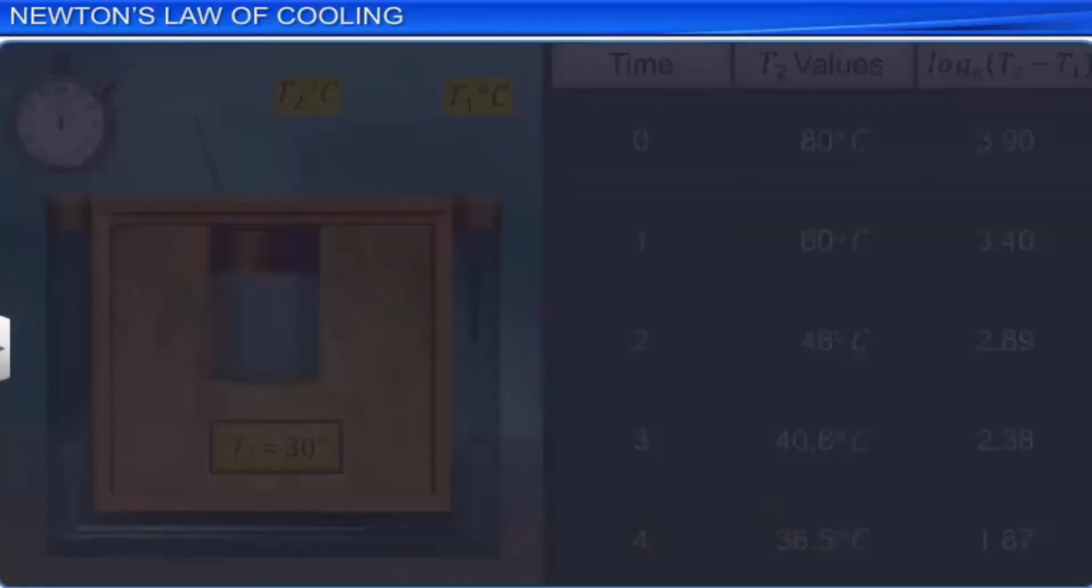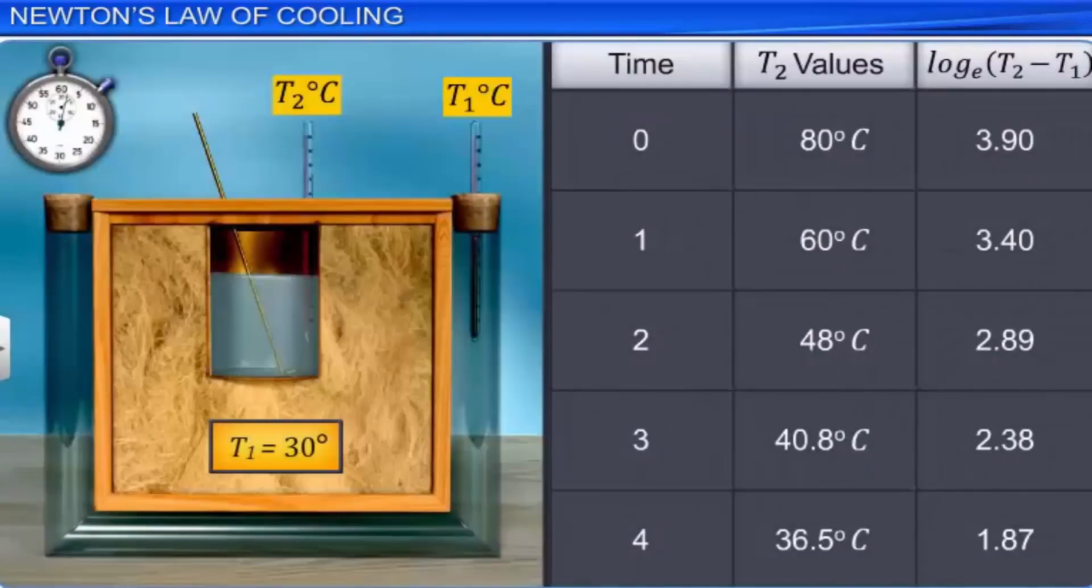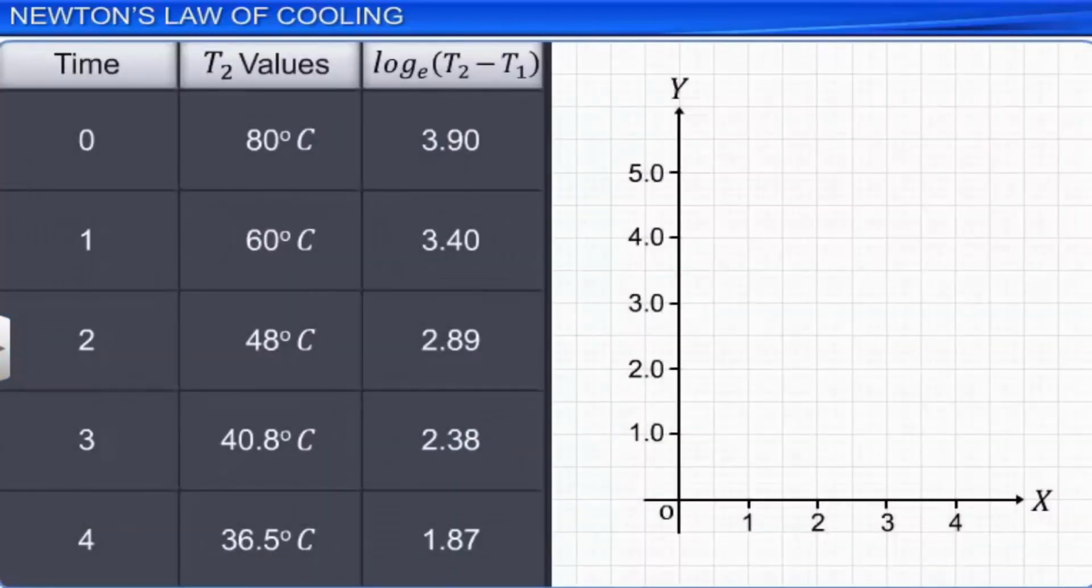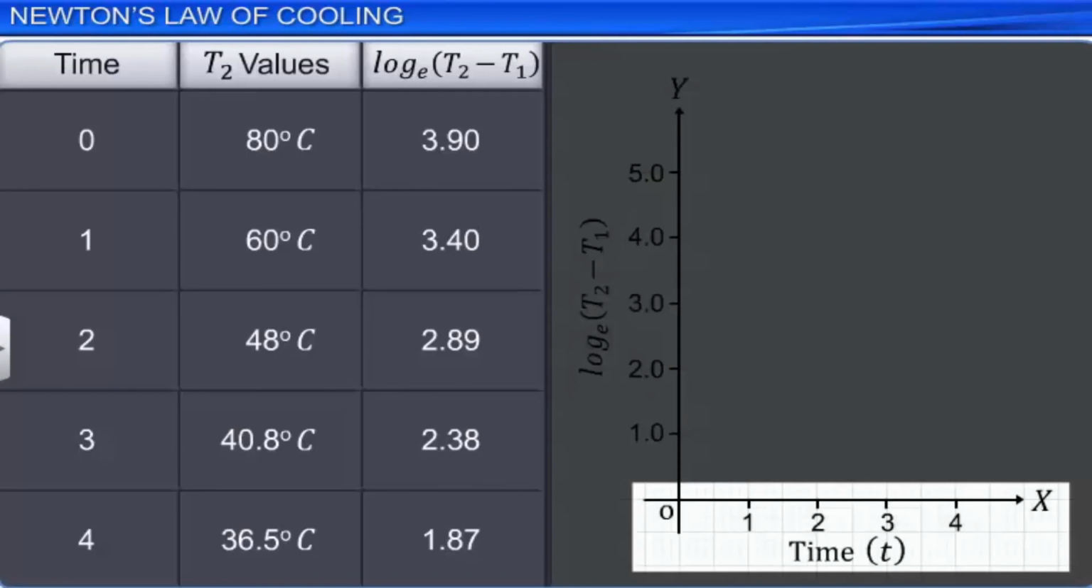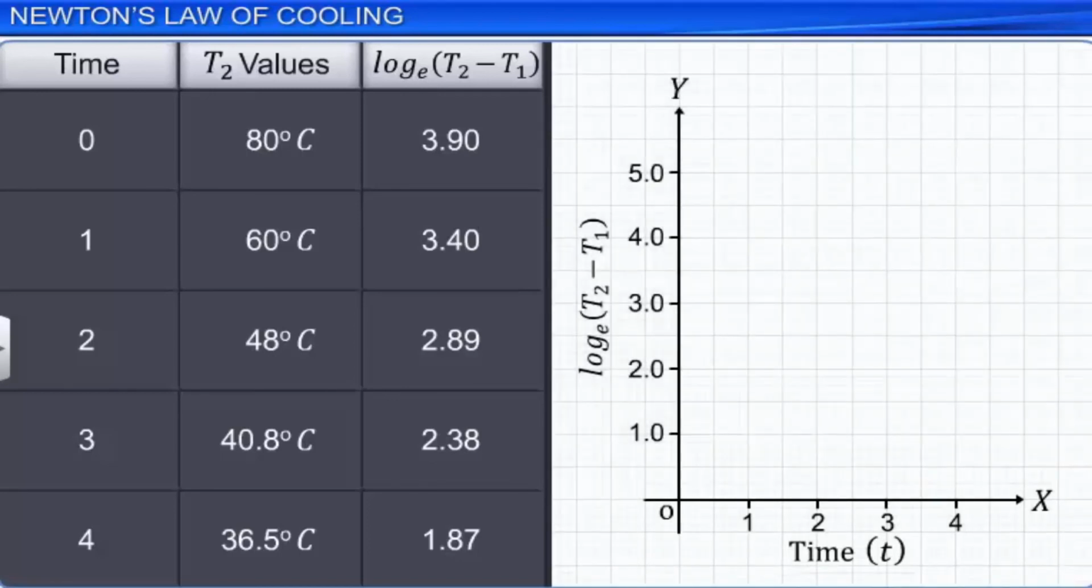The temperature of the hot water in the calorimeter is noted after equal intervals of time. When a graph is plotted with log to the base e of T2 minus T1 along the y-axis and time t along the x-axis, based on the experimental results, we get a straight line with a negative slope.